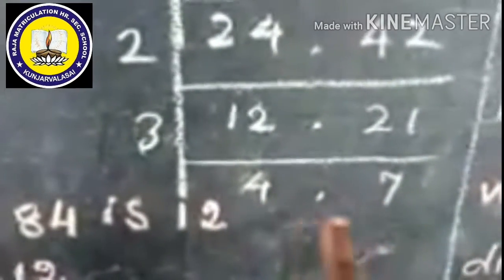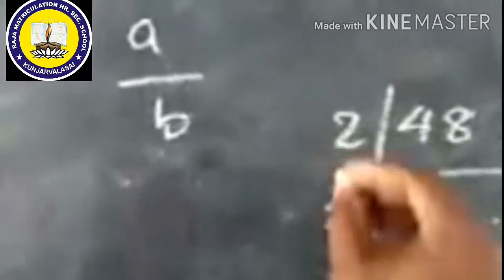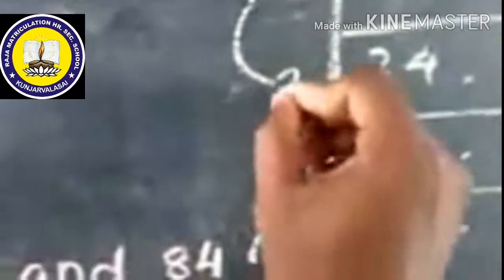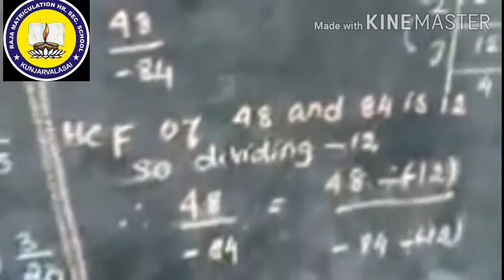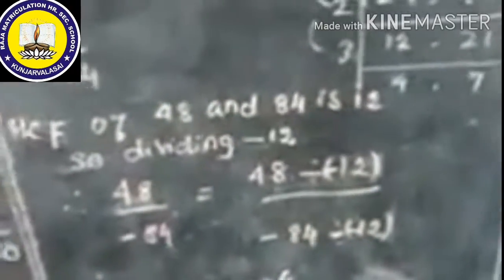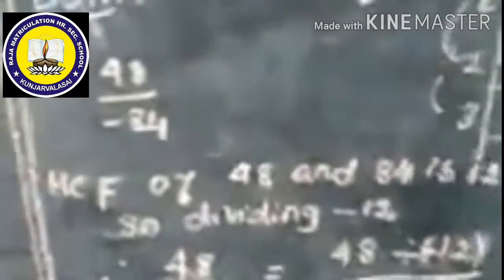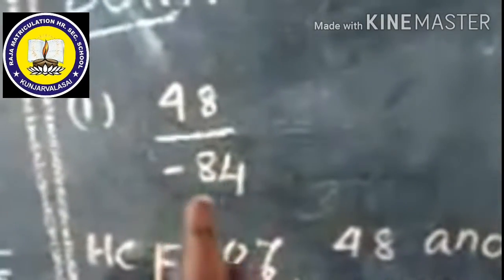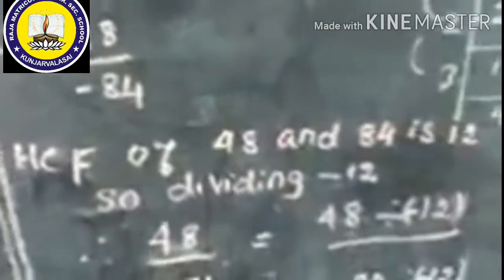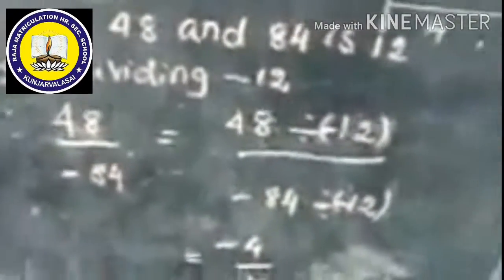So dividing, which number can we divide by? 12 is not the number to divide by. Why are we not dividing by 12? Because the denominator is minus. So divide by minus 12. Therefore 48 divided by minus 84 is equal to 48 divided by minus 12 in the numerator and also divided by the denominator. And the answer is 48 divided by minus 12 over minus 84 divided by minus 12.